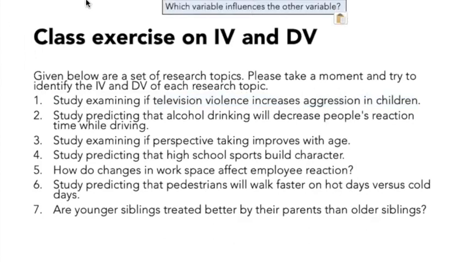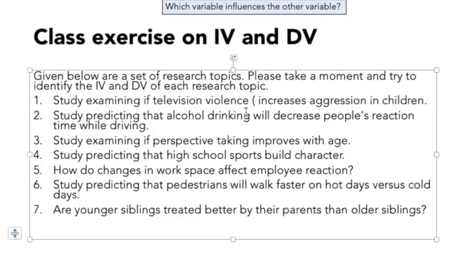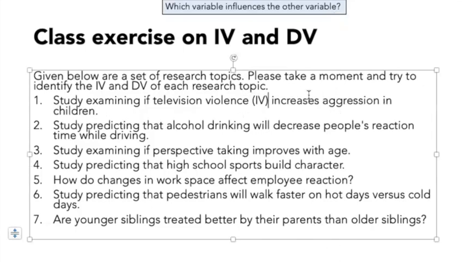Which variable influences the other variable? So for example, a study examining if television violence increases aggression. So what increases aggression in children? Television violence. So then television violence should be your independent variable, because the study examines if television violence increases aggression in children. So then aggression needs to be the dependent variable.